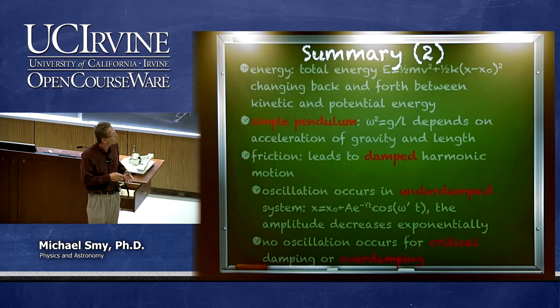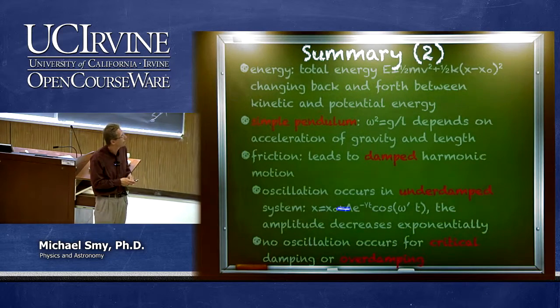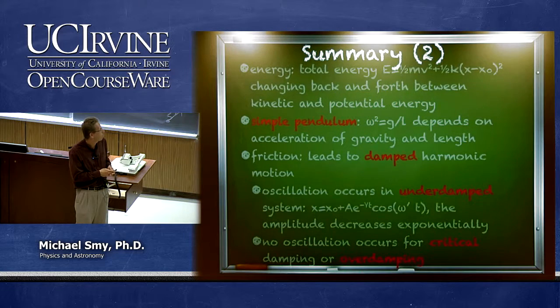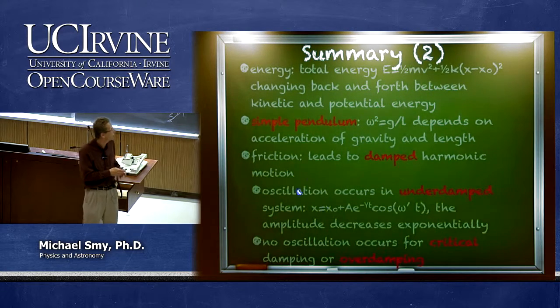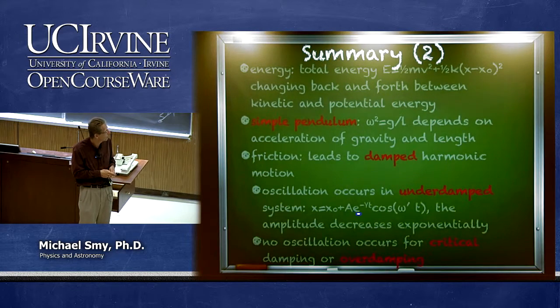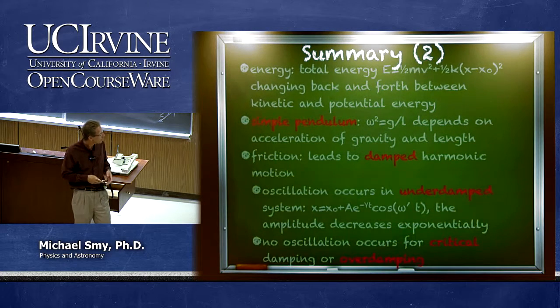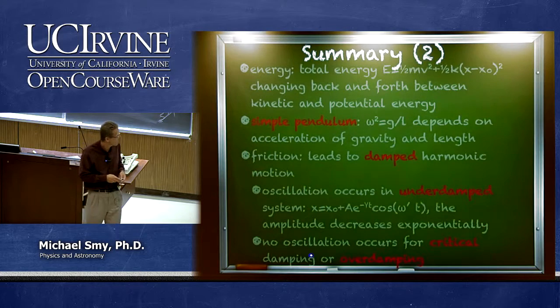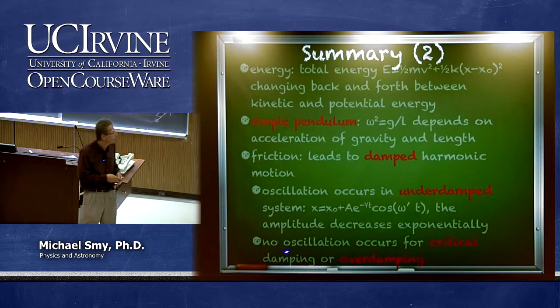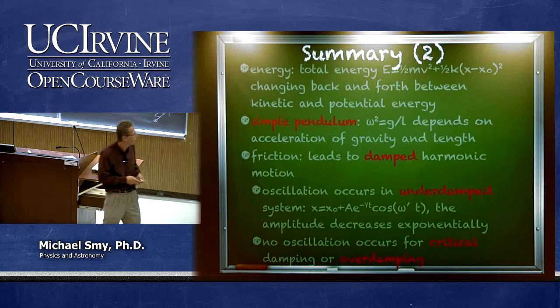If there's any kind of friction, then this leads to damped harmonic motion. And in this case, there are three categories. Oscillation occurs if the system is underdamped, and then you have a time-dependent amplitude which decreases exponentially. Then no oscillations occur at all for critical damping or overdamping. In both cases, it's sort of exponential decay of the displacement, but the time to reach equilibrium is different.